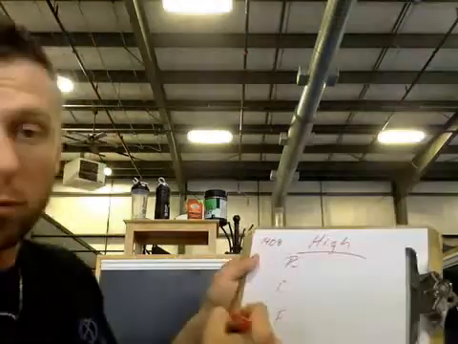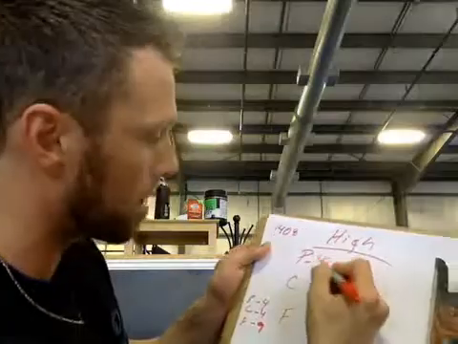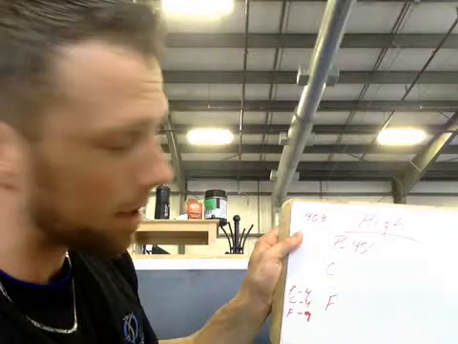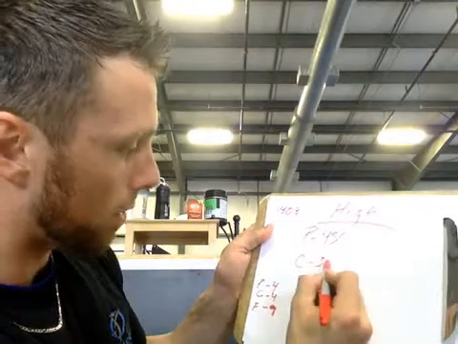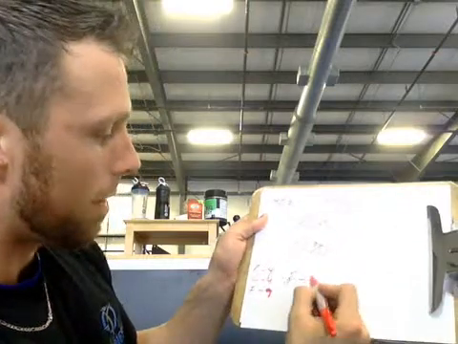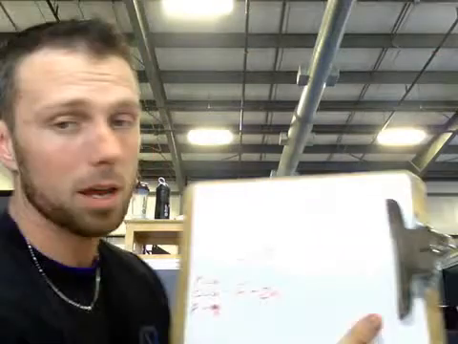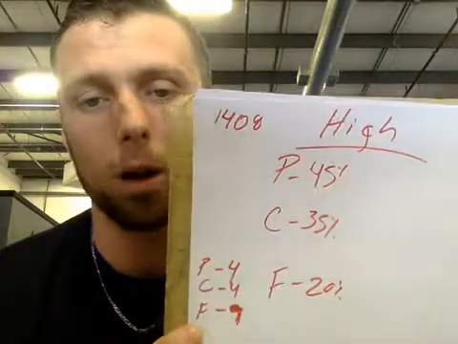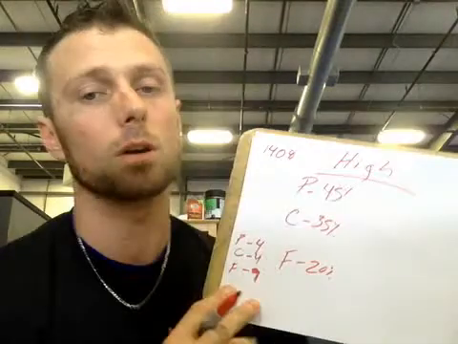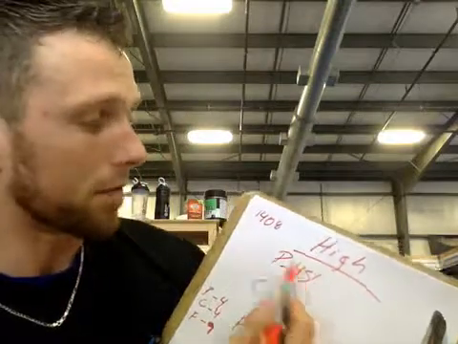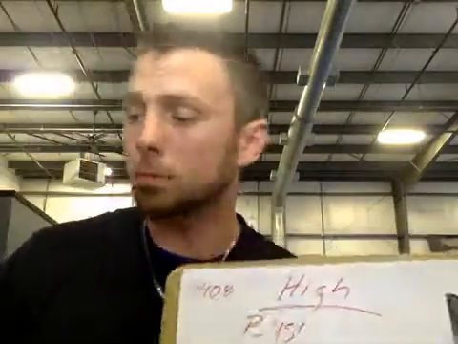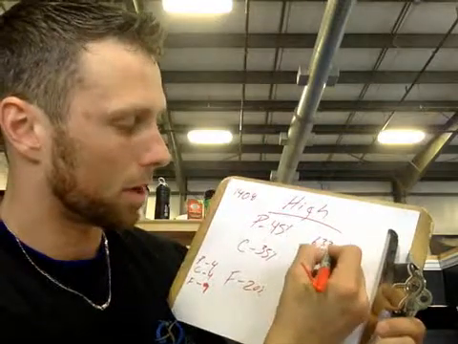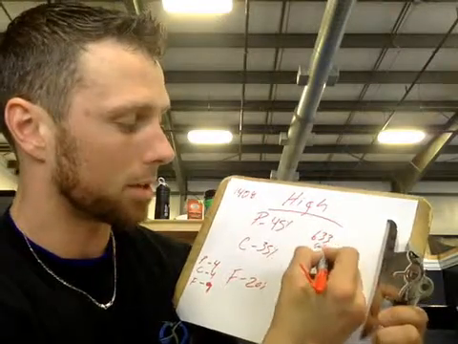For protein intake, we want to do 45% of our calorie intake. Our carbohydrates are going to be 35%, and our fat intake is going to be 20%. There are our percentages for our high day. So let's go ahead and plug those in. Remember, 45% of the 1408, if you guys remember, came to 633. That is our calorie intake.